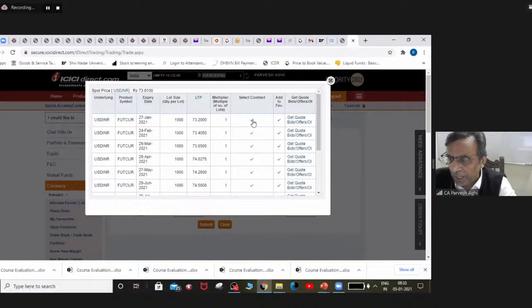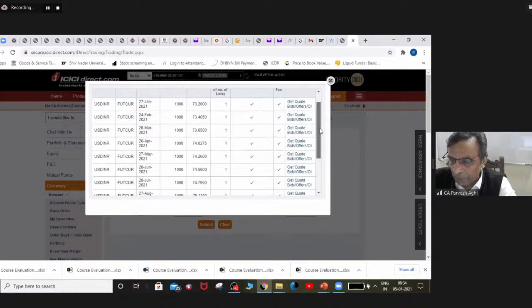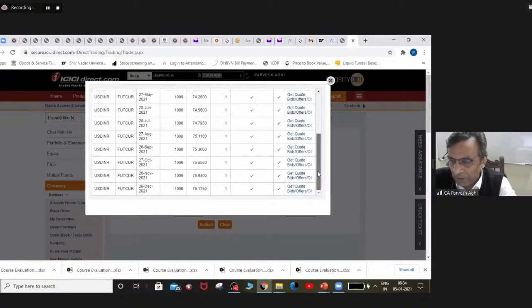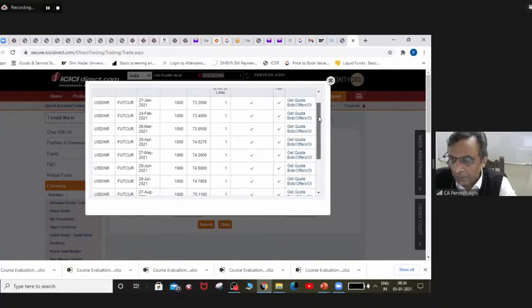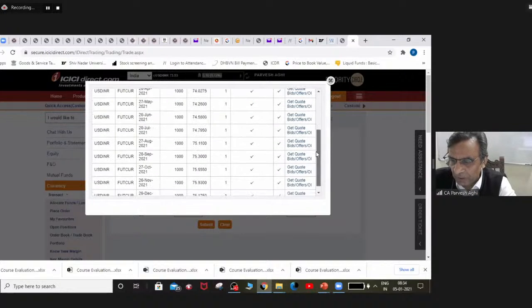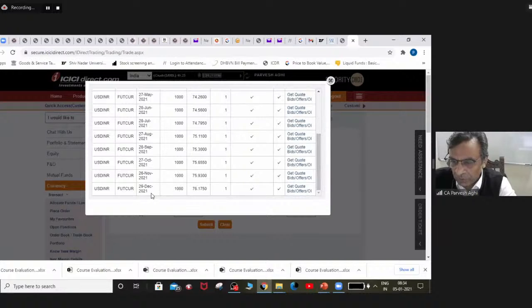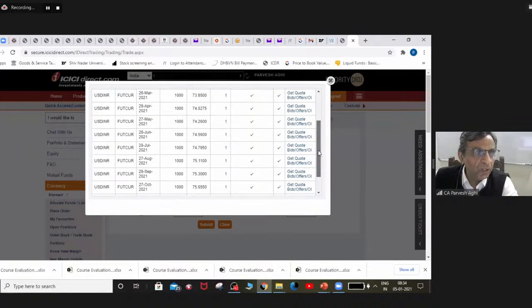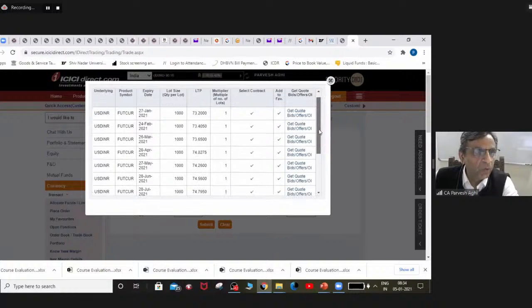Select the contract. If you are going to get your money in January, choose the 27th expiry contract, or February. You find the rates for all the months are available, right up to 12 months. You get quotes where one lot size is 1000, and the last traded price per dollar is 73.20, then 73.40. And if you look at the last month, which is December 2021, the rate is going up to 76. So as you can see, the dollar is appreciating from 73 to 76.